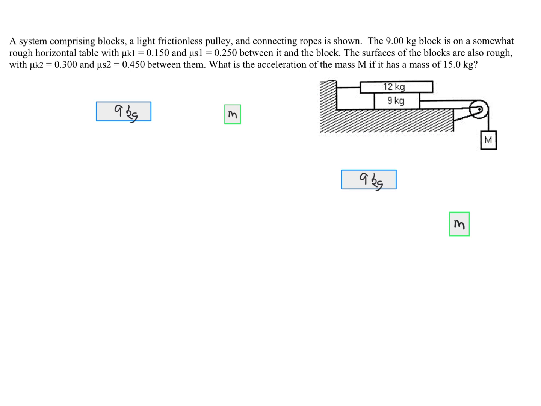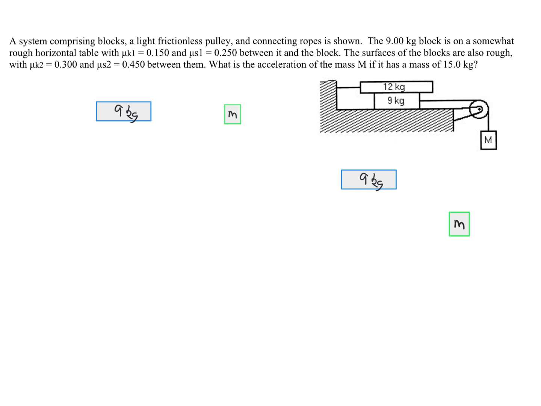So as we look at this, we're given coefficients of kinetic and static friction between the two blocks and between the 9 kilogram block and the ground, and we're asked the acceleration of the mass m, which has a mass of 15 kilograms. So the first question we have to ask is, will this system move at all? Because if we don't overcome the static force of friction, then it will not accelerate at all. But before we even jump into that, we should always start with good free body diagrams.